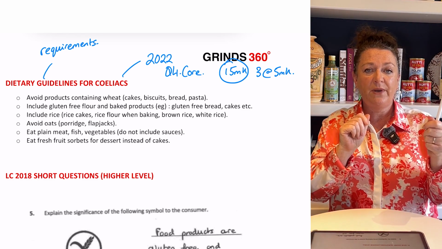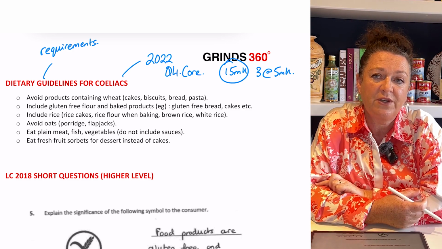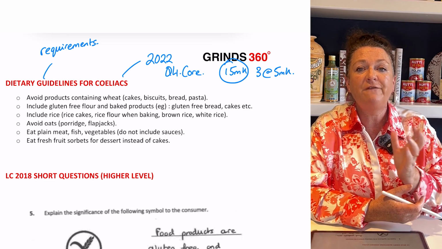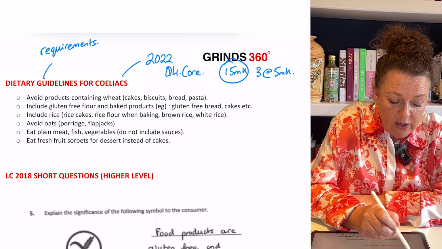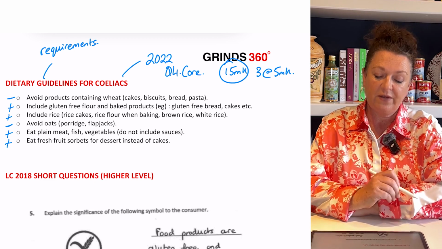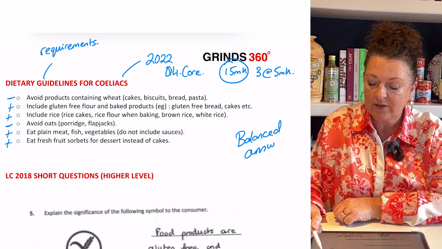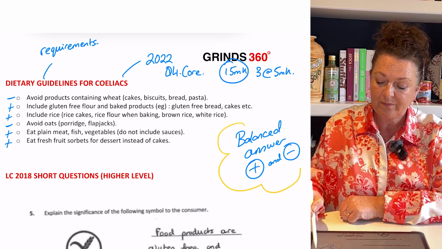What I'm saying is have a combination. Avoid this, include that, avoid the other. Now, obviously, there's going to be some diets where there's more avoiding than there is including, and vice versa. But if at all possible, try and give that balance to your answer. So you can see here, I have avoid, include, include, avoid, include, include. You get the idea. So just to write here at the side, balanced answer. So plus and minus, things to include and things to avoid.